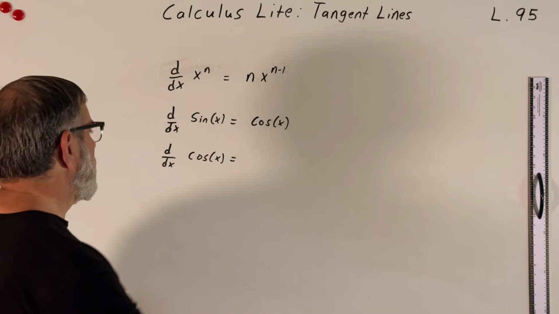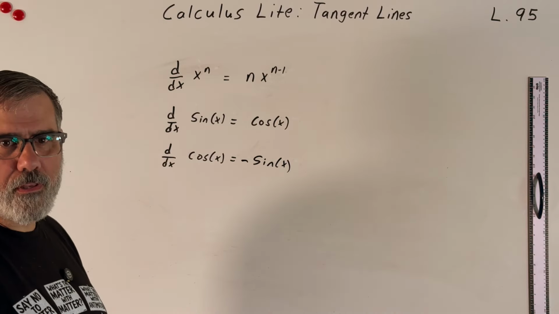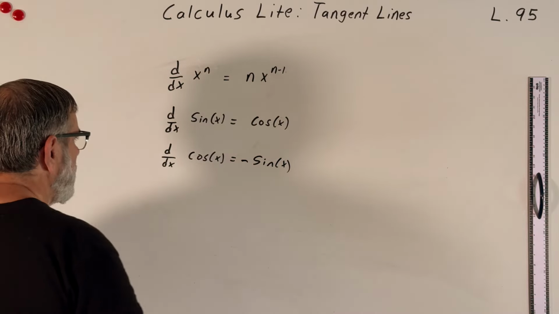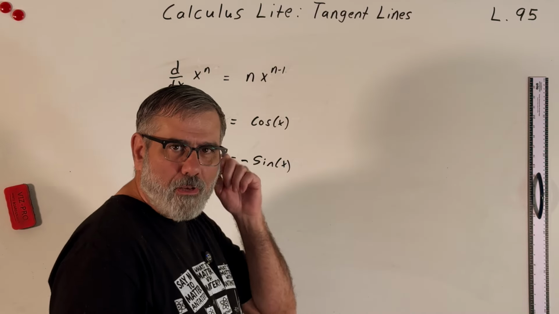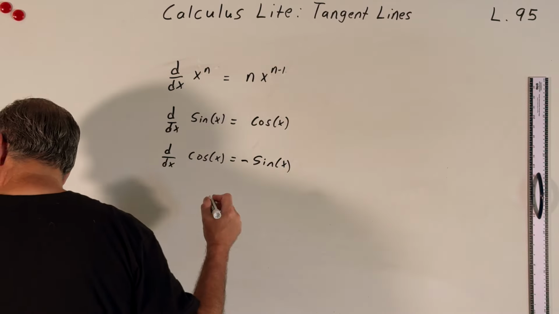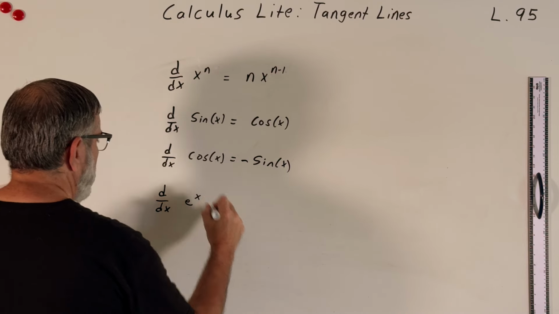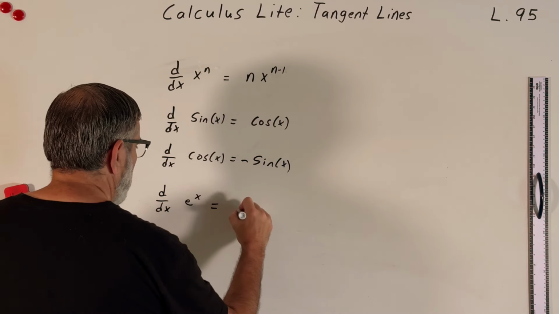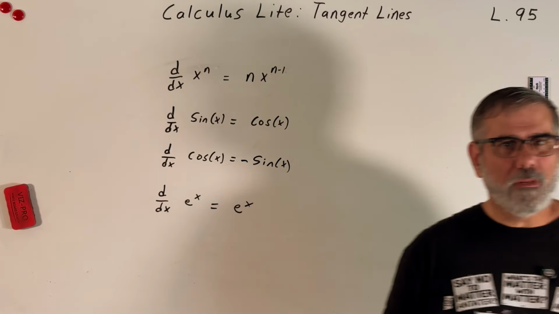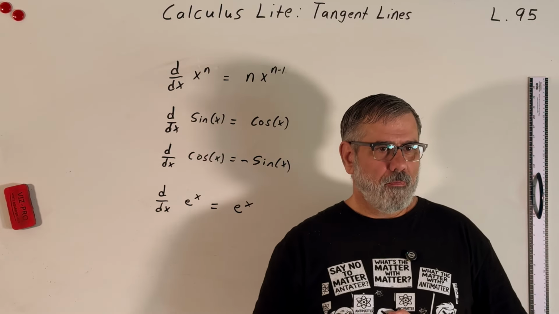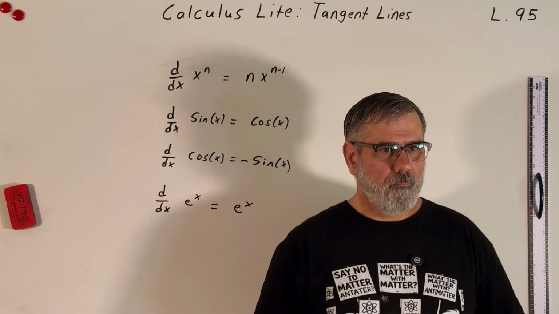Sine of x. Almost. It's minus the sine of x. There's a sign change that takes place. You have to go around twice to get it back to a positive value. But anyway, one more. D over dx of e to the x power, that's the exponentials, is equal to e to the x. Well, isn't that cute? That's what an exponential is, right? It's a function whose derivative is itself. That's what makes it special.